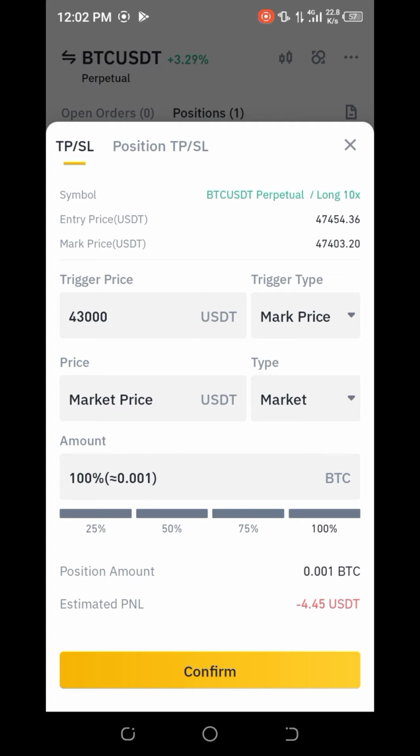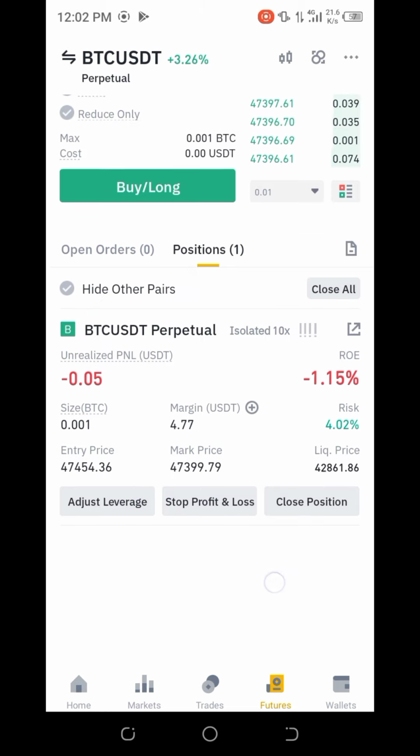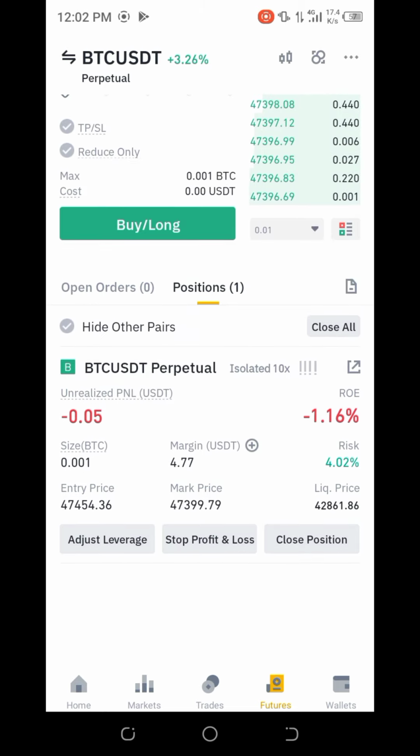But if I don't have a stop loss and it gets to this liquidation price of $42,861.86, then my entire money is going to be lost because of this trade. So what am I going to do here?